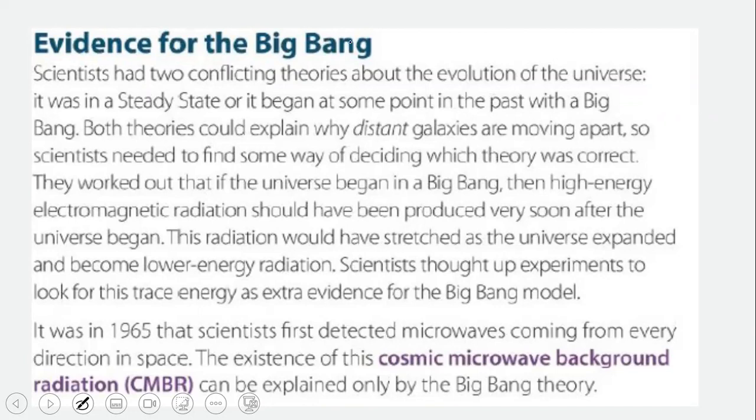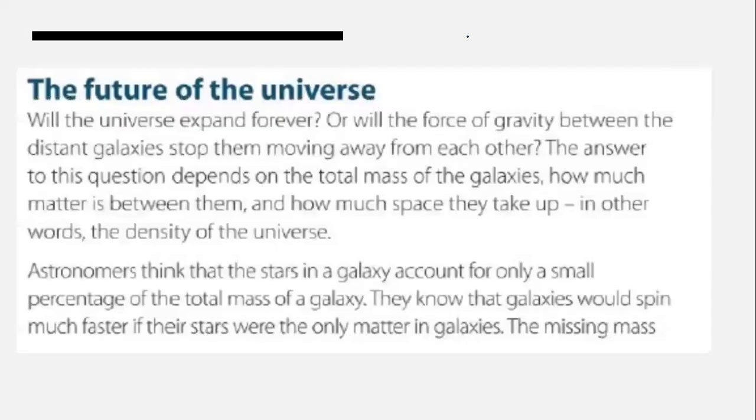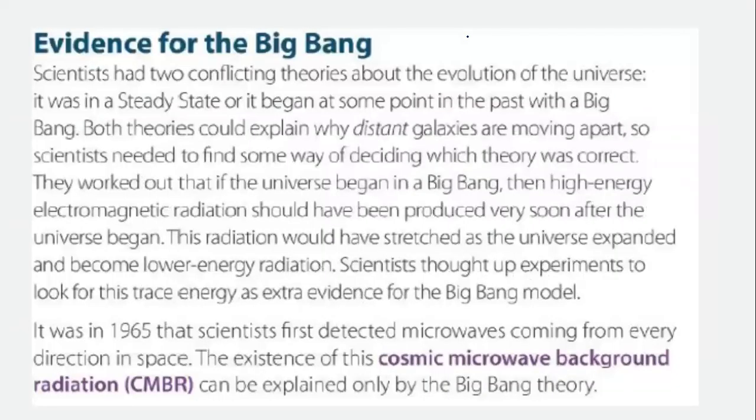But they could not find any proof. The proof came in the form of cosmic microwave background radiation. What is cosmic microwave background radiation? We have this low level radiation constantly present in the background of space. It is microwave: if you look at the electromagnetic spectrum, it falls in the microwave region.